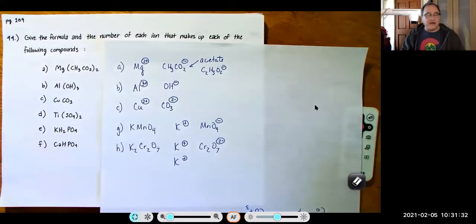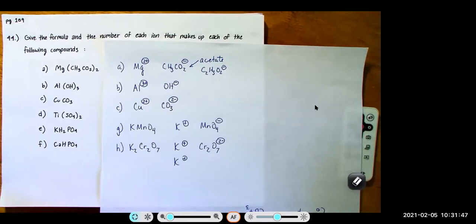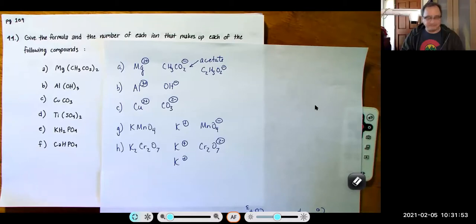And what type of ions are those called when the rest has more than one element in it? More than one atom, but 2 or more atoms. What do we call that? Polyatomic. Polyatomic. Because poly means many, essentially. Actually, poly means more than one.